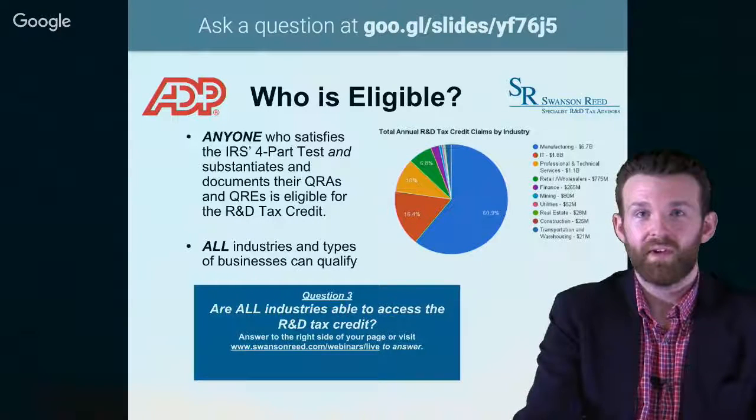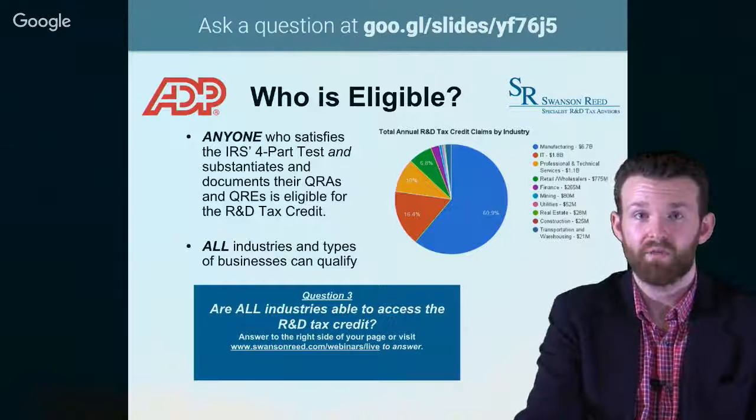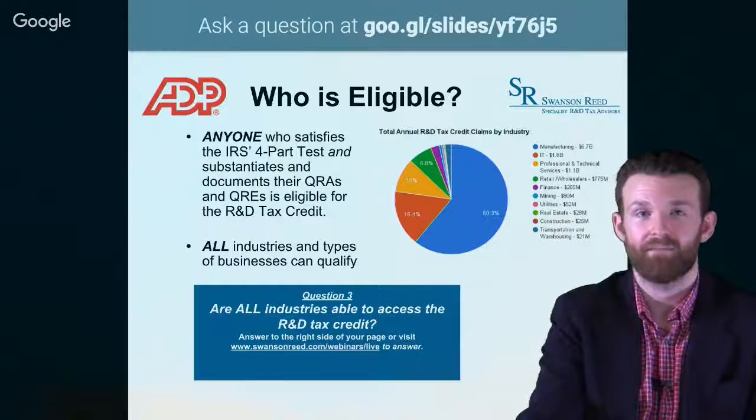You can also see that professional and technical services are growing industries that are taking advantage of the credit. Professional services include doctors, medical professionals, hospitals, and so on. Again, all industries and companies of all sizes can qualify for the R&D tax credit, as long as they can satisfy the IRS's 4-part test.